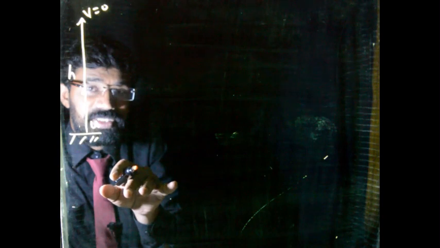So this is a situation where though velocity is 0, still the body experiences acceleration, and that is acceleration due to gravity, which is directed in the downward direction, remember. So at the highest point, what happens to the velocity? Velocity becomes 0, isn't it?